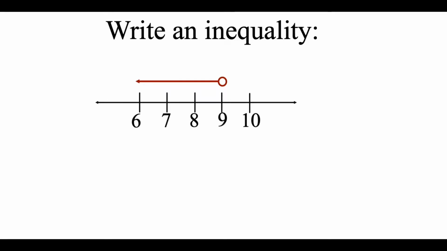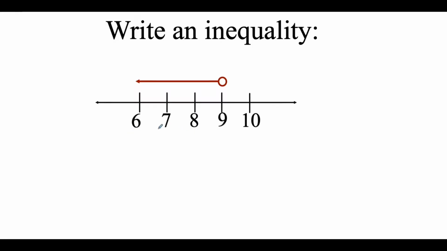Now we can also work this in the opposite direction. We can be looking at a graph, and we can write out an inequality based on the graph that we see. So here on our number line, we've got an open circle at 9, and our line is pointing to the left, or we're shading to the left of 9, where those numbers are smaller than 9.